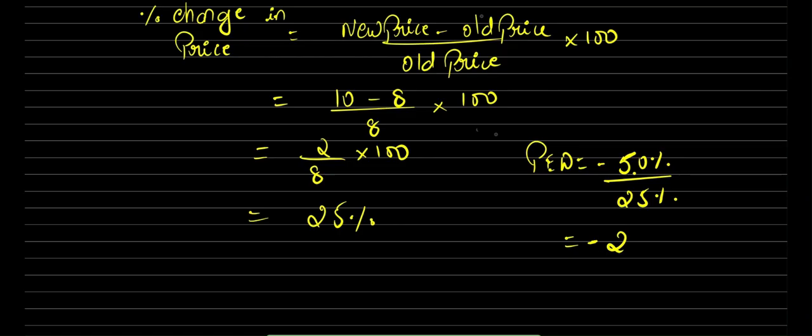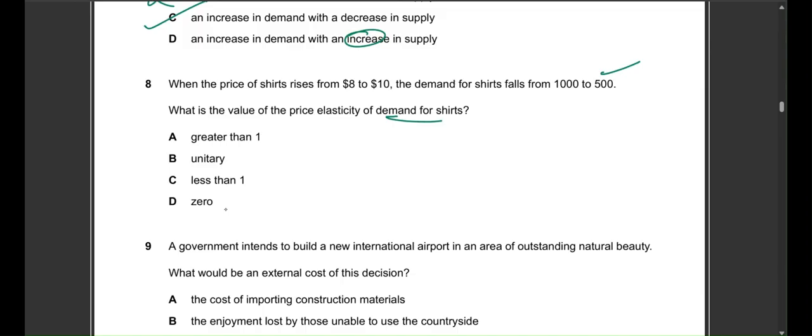But as you all know, we don't actually use the minus sign, it is just to show that it is happening because it is inversely proportional. Price is increasing, demand is decreasing. That's the reason. Okay. But the question they have asked us was, is it greater than 1, unitary, less than 1, or 0? So, obviously 2 is greater than 1. So the right answer would be option number A.